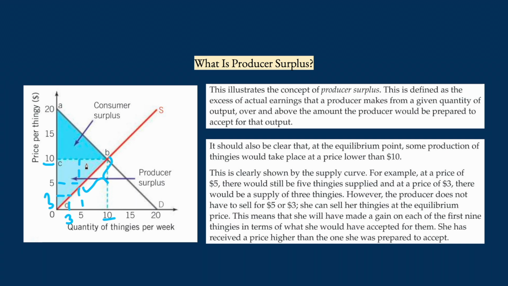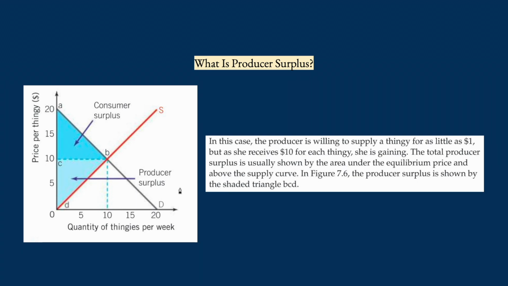And once again, if you were drawing a graph and you want to show a type of surplus, for example, this time, producer surplus, you could actually color in the triangle here and label it producer surplus, okay? And once again, we're going to extend this definition by a second part, okay? The total producer surplus is usually shown by the area under the equilibrium price, sorry, it's a messy line, and above the supply curve, okay? Once again, it's under the equilibrium price, but it's above the supply curve.